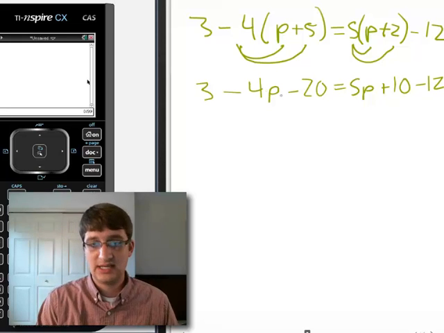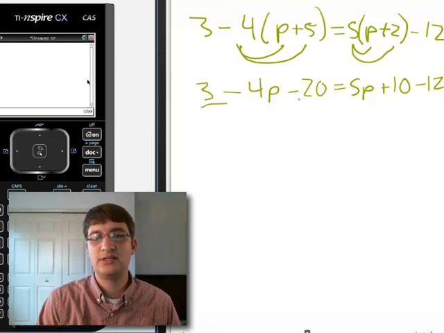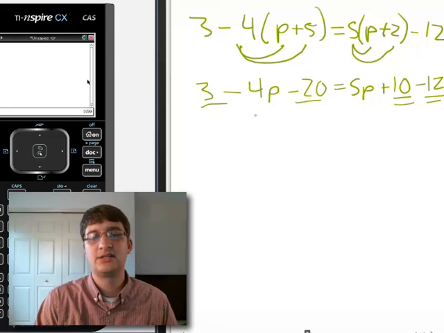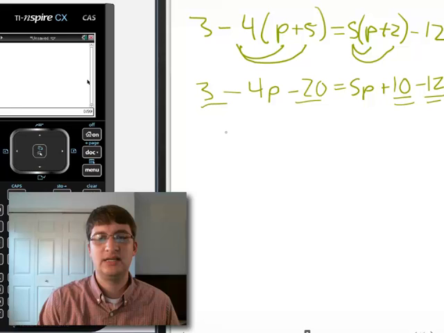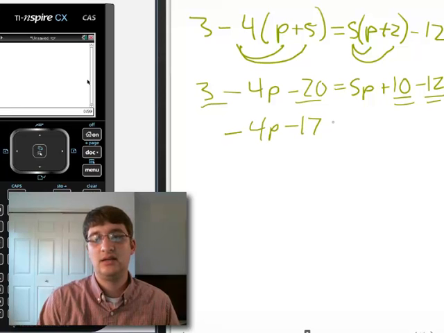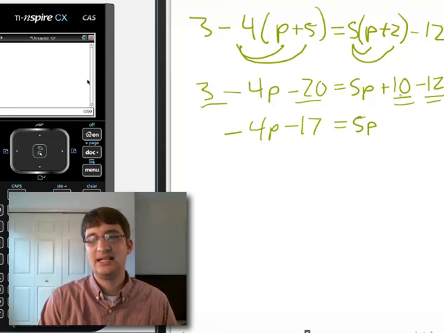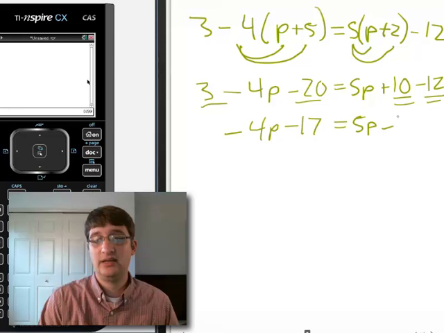There are no variables on this side, but there are numbers here that can be combined, as well as on this side, the 10 and the negative 12. All right, so 3 minus 20 is going to give us negative 17. So I got negative 4p minus 17 equals 5p, plus 10 minus 12, which is negative 2.